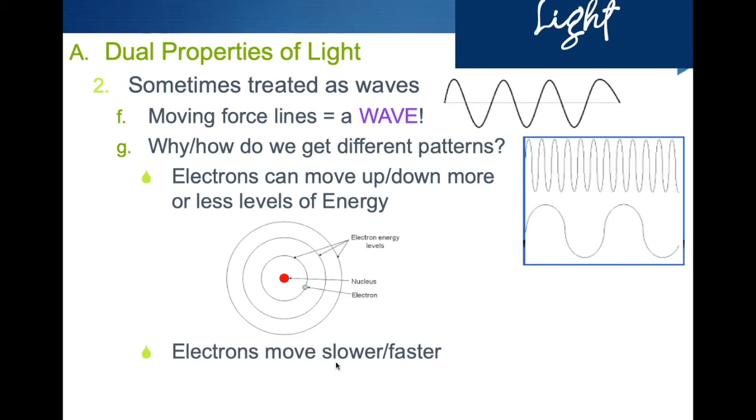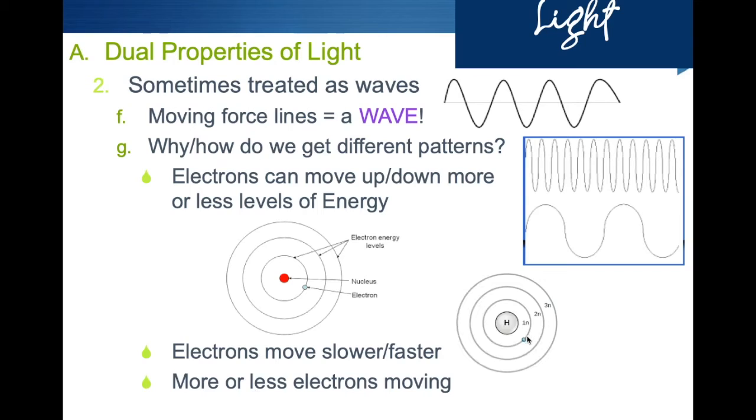But the electrons can also move slower or faster. And you can have more or less electrons moving. So you could have one electron, like in hydrogen, that moves from here to here, here to here, here to here. If it has a lot of energy, maybe it can go faster, and that could give me different wave patterns.